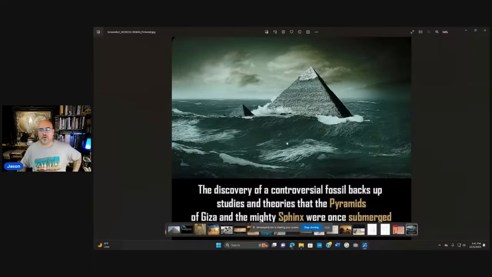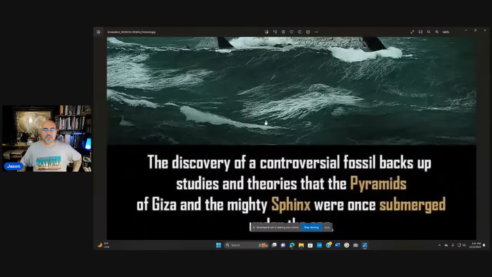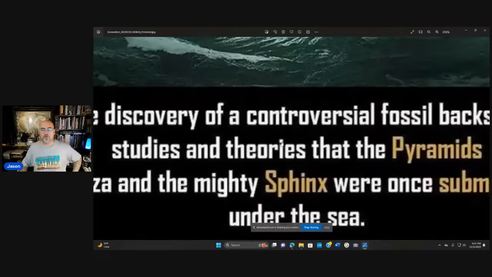The discovery of a controversial fossil backs up studies and theories that the Great Pyramids of Giza and the mighty Sphinx were once submerged underwater. There it is, under sea.